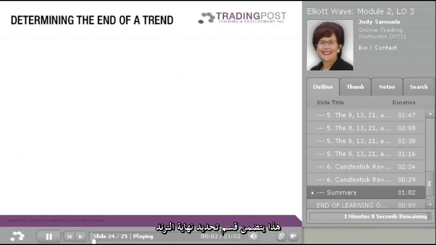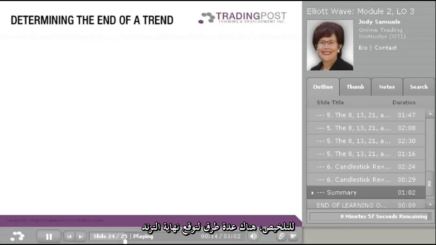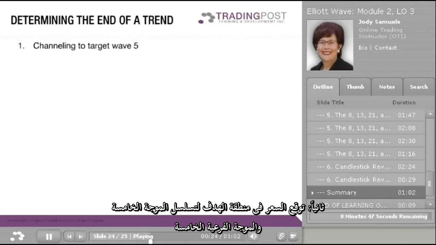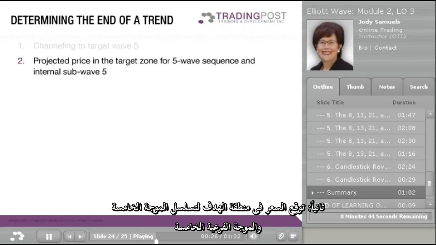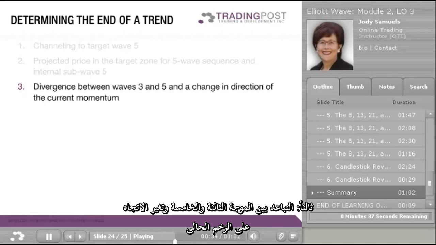This concludes this section on determining the end of a trend. You now have a complete toolkit of trend-ending indicators and reversal patterns that will take you a long way compared to other traders. To summarize, there are several methods of determining the end of a trend. They include 1. Channeling to target wave 5. 2. Projected price in the target zone for 5-wave sequence and internal subwave 5. 3. Divergence between waves 3 and 5 and a change in direction of the current momentum.